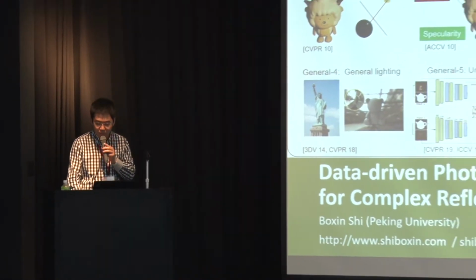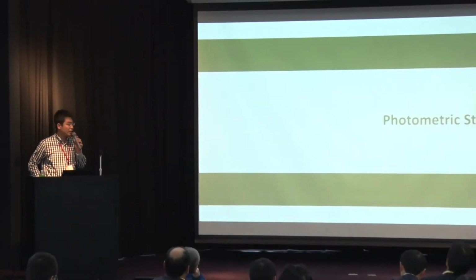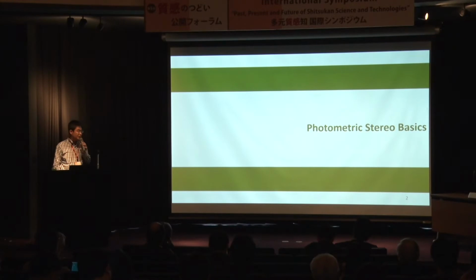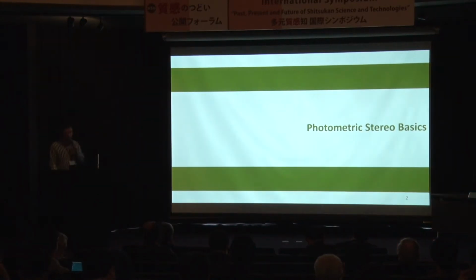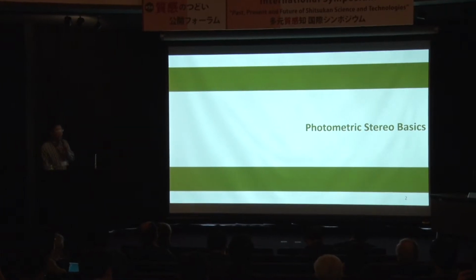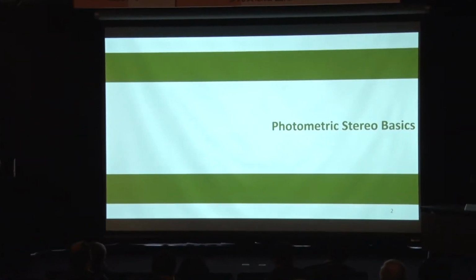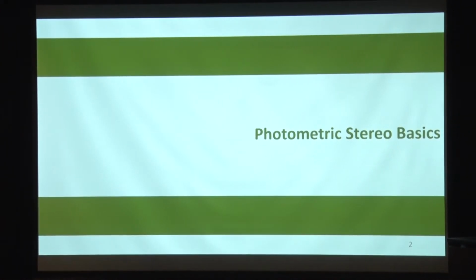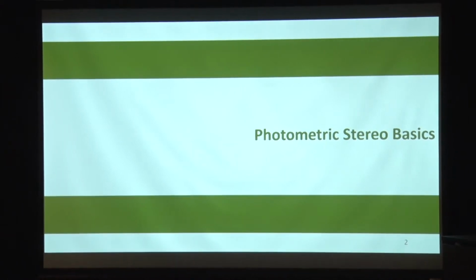This is actually an inverse graphics problem. Similar contents have been given at this year's ICIP tutorial and SIGGRAPH feature course, so this is a self-contained talk. I start by introducing some photometric stereo basics. It not only covers research from our own group, but also some state-of-the-art progress about data-driven photometric modeling.